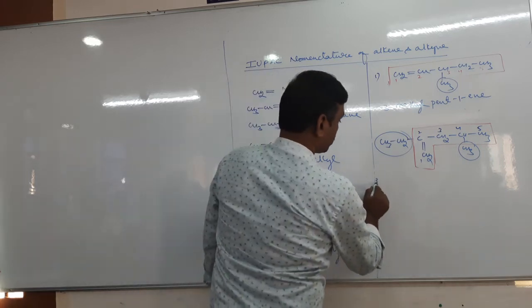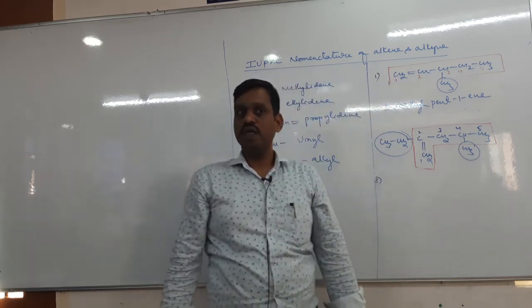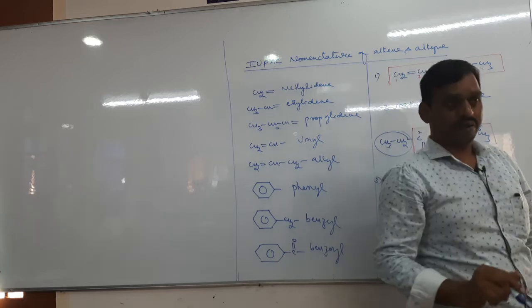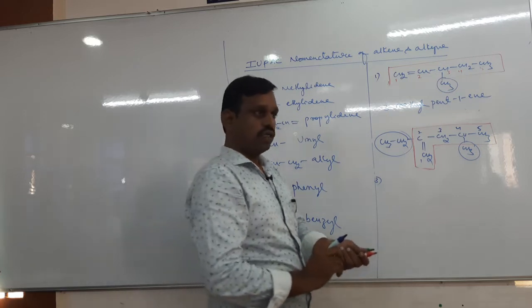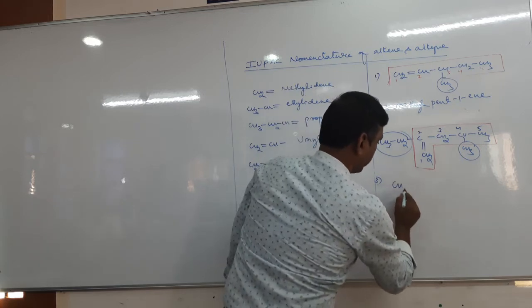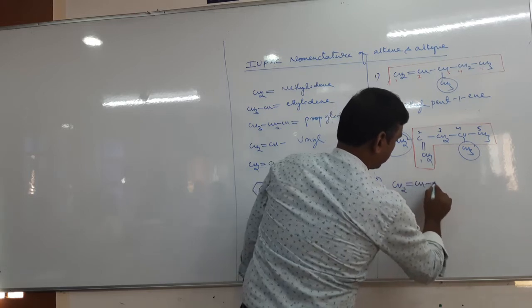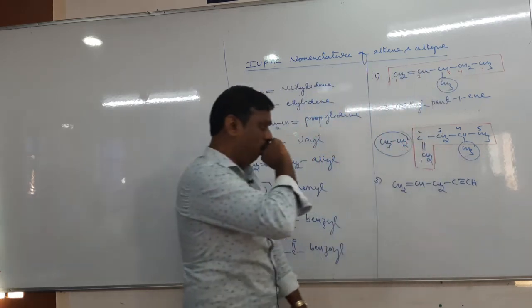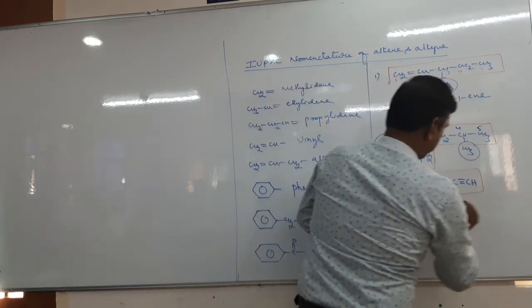Next, the third rule is, if the parent chain contains a double bond and a triple bond, then it is considered as a derivative of alkyne. How? For example, let us take CH2=CH-CH2-C≡CH. Now tell me, first is the parent chain, the longest carbon chain. This is the only one parent chain.